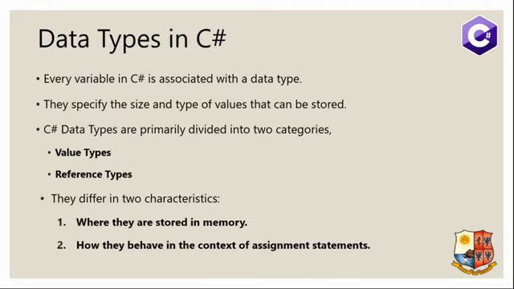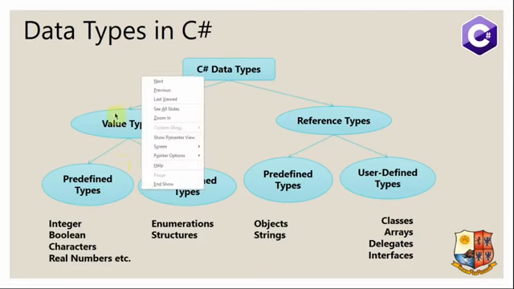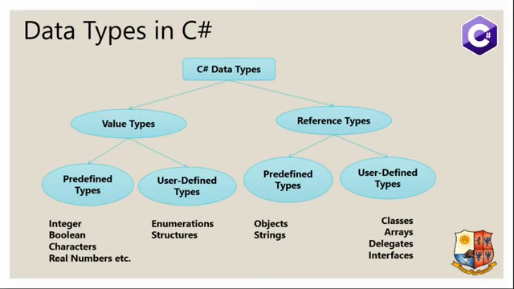So let me get into the diagram so that it will be a little bit clearer. I just want you to remember this. It's not that difficult, guys. It's very simple. You have already come across all these things. There are two types of data types in C Sharp. One is value type. The other one is reference type. I hope you can see that this is value type and this is reference type. In value type, you have two types: predefined and user defined. In reference type also, you have predefined and user defined.